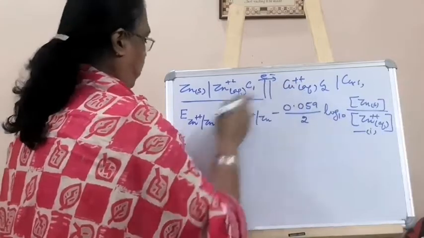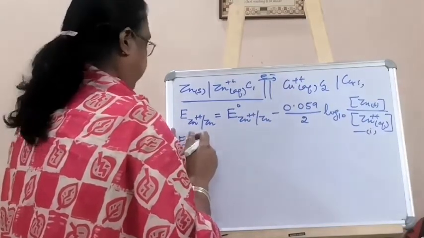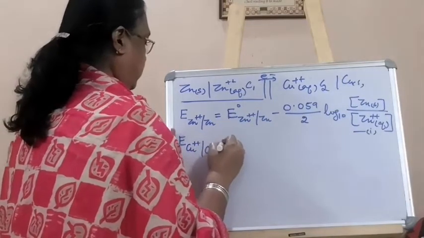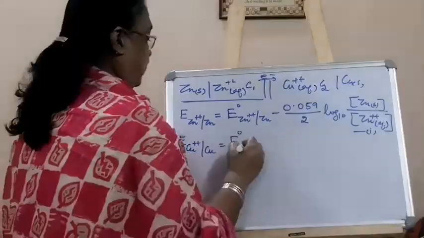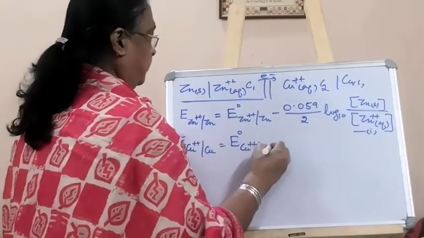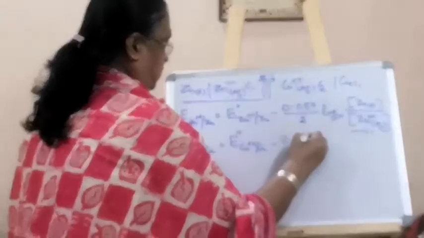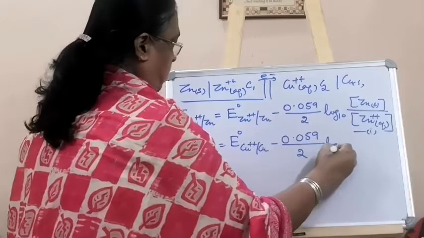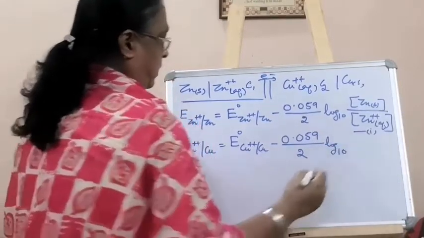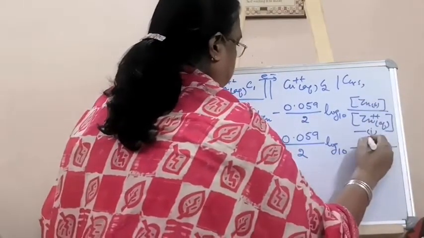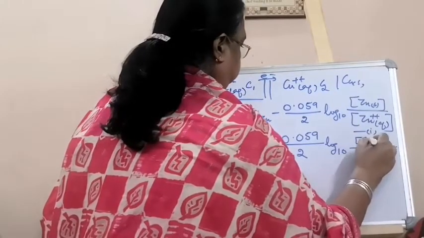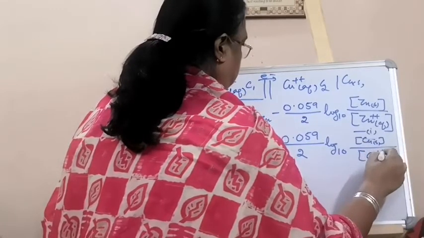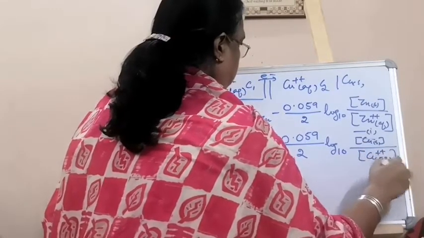So you can write now for the copper half cell, we will have the reduction potential of copper is equal to the standard reduction potential of copper minus 0.059 upon 2 log base 10 of copper solid upon copper ion aqueous.